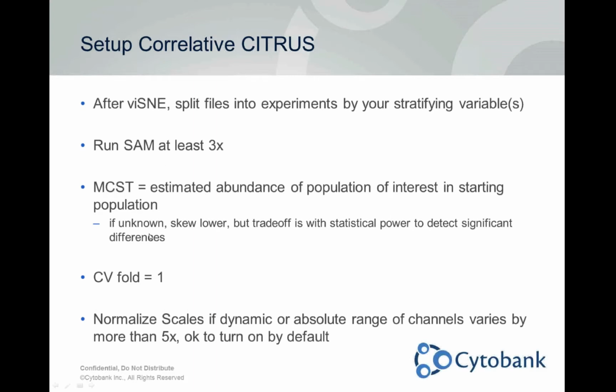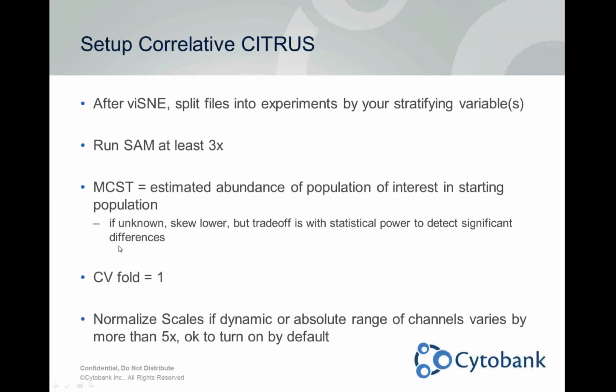The next setting to change is set the CV fold equal to 1. Traditionally, this setting in Cytobank dictates how many times it does a cross-validation step. However, a CV fold setting of 1 is basically a special case. That means it just does this cross-validation on one section of the Citrus algorithm and not everything, so it ends up being much faster. And this is more appropriate to run with SAM. If you're doing predictive, and I'll talk about this a little bit, we're going to want to increase this to higher.